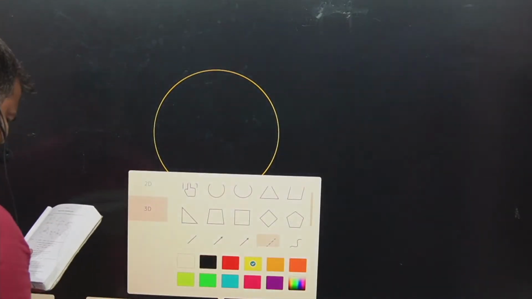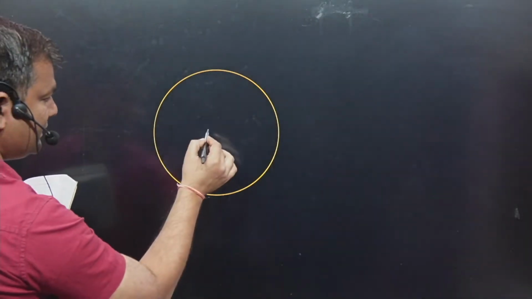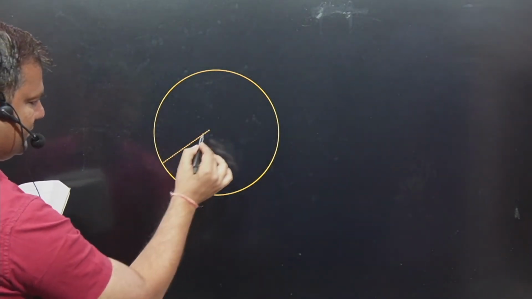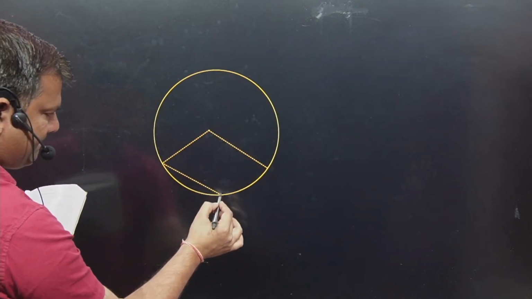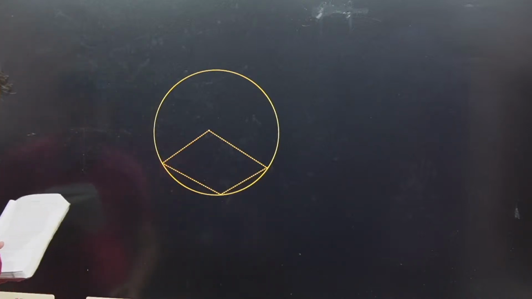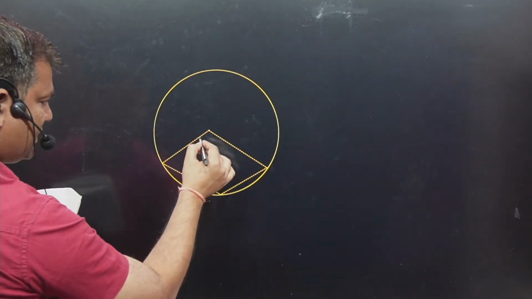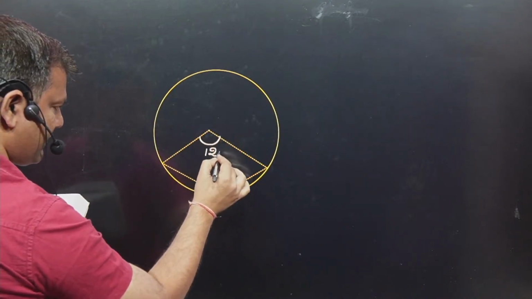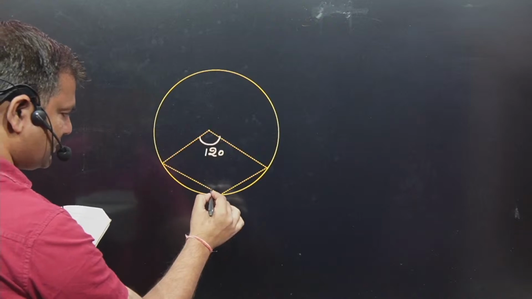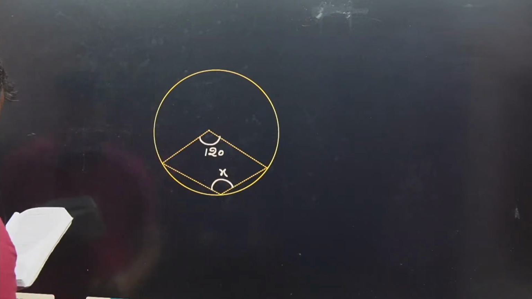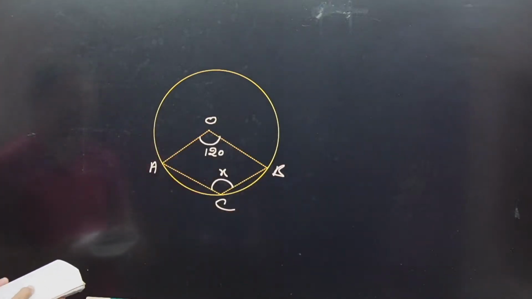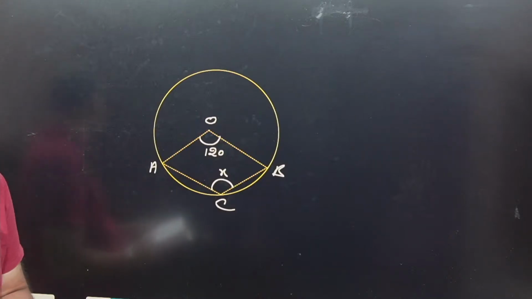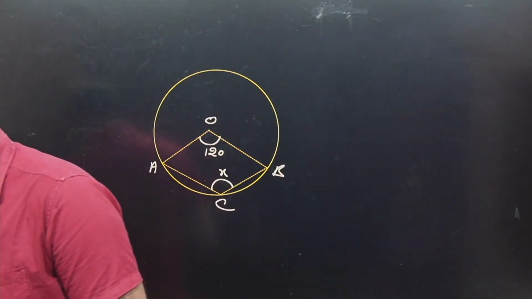Another circle. If O is the center of the circle, if this one is 120, so our target, what about that angle x? Here O, here A, here B, and here C. So what about angle x? You can do it.